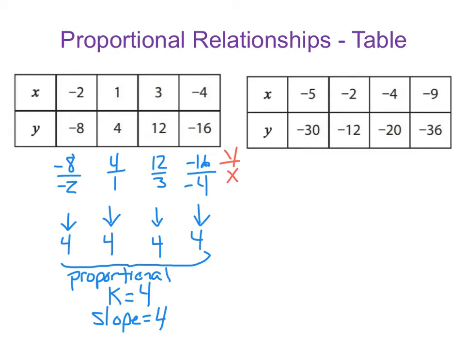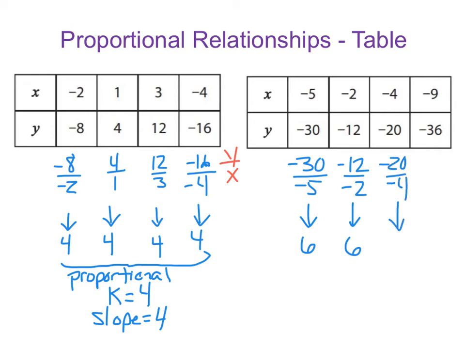Now let's look at the next table. All right, on this table, again, I'm going to compare my y's to my x's. So I'm going to take negative 30 divided by negative 5, or negative 30 to negative 5, which would be a positive 6. And then I have negative 12 to negative 2, which would also be a positive 6. And then I have negative 20 to negative 4. Negative 20 to negative 4 will simplify to a 5.